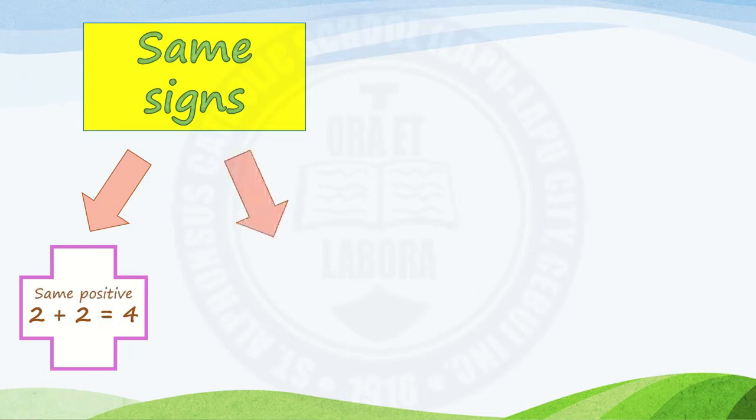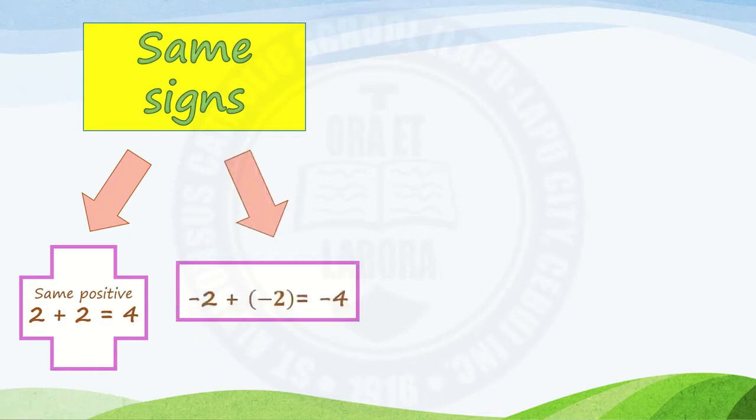Another example, negative 2 plus negative 2. Again, they have the same signs, they are both negative. Add the absolute value of the integers. 2 plus 2 is 4, and then keep the sign, which is negative. So the answer is negative 4.